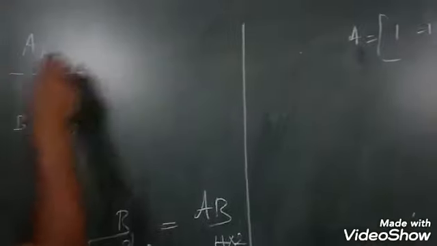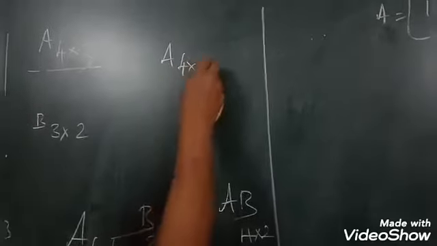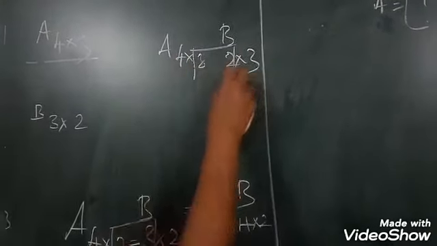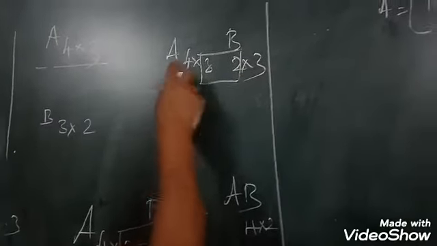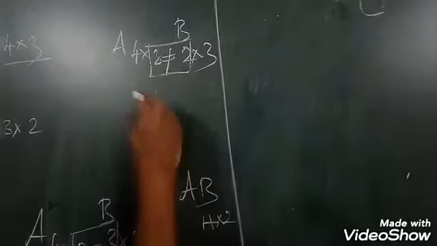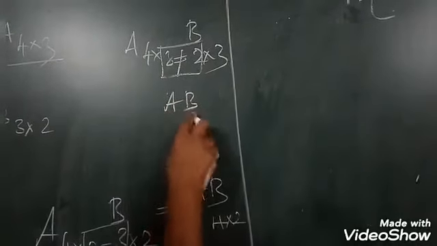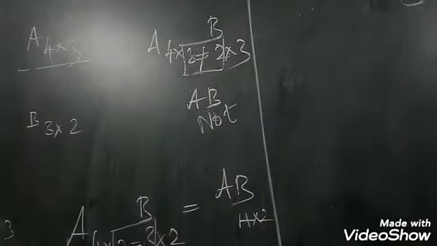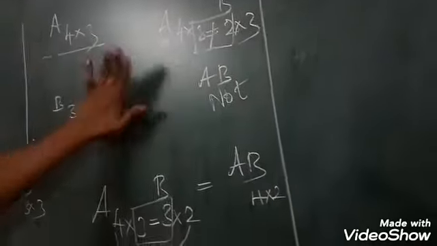Suppose A is 4 cross 3, then B is 2 cross 3 given. So how do you multiply girls? Here see the A matrix column is 3, then the B matrix row is 2. It is not equal. So we cannot multiply AB. So it does not exist, or cannot be multiplied. Okay girls, have you all understood the multiplication?